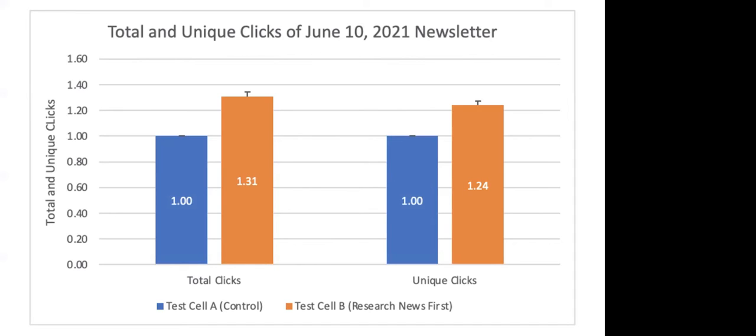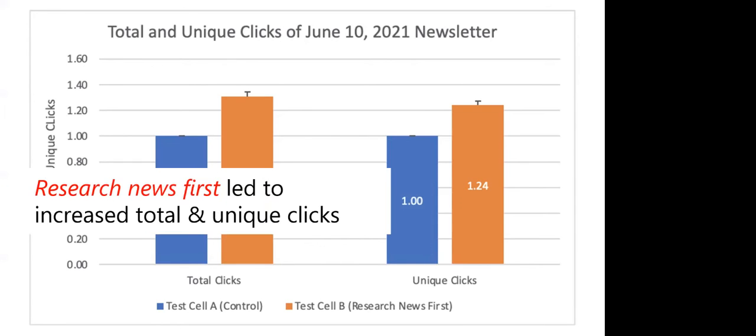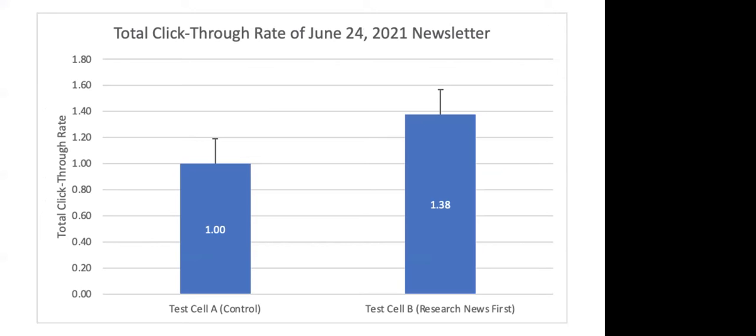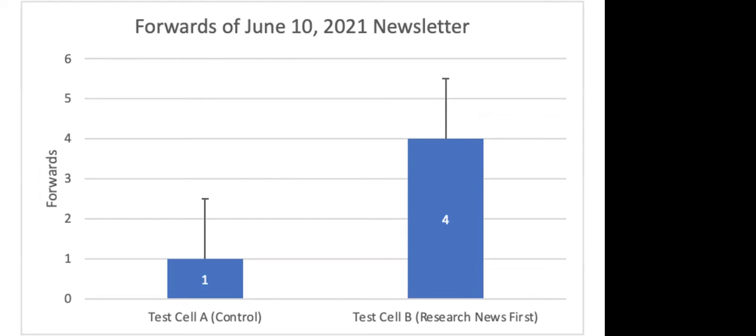There was a 31% higher total clicks in test cell B as compared to test cell A, and a 24% higher unique clicks when research news was placed directly after the lead story. So research news first led to an overall increased engagement on the newsletter. Then we looked at total click-through rate of the June 24 newsletter, and it led to a 38% higher total click-through rate when research news was placed first. We also saw 4 times as many forwards in test cell B as compared to test cell A, indicating that users were more likely to forward the newsletter when research news was placed first.